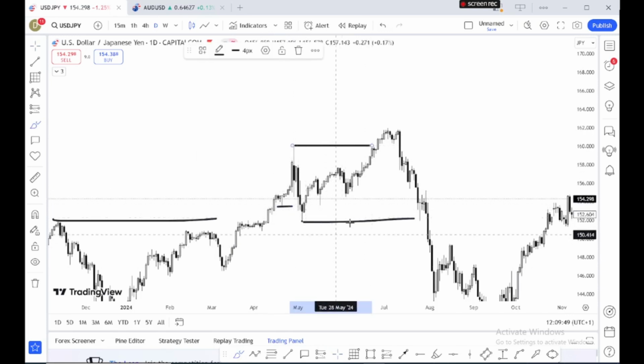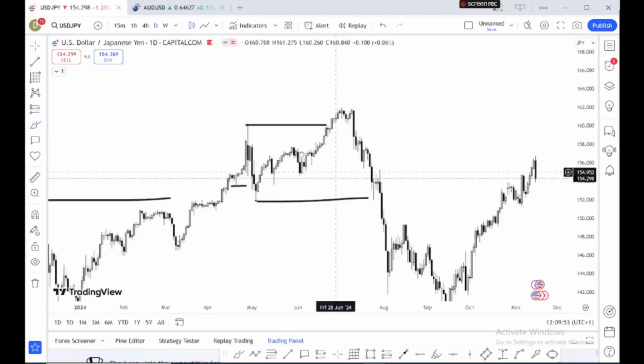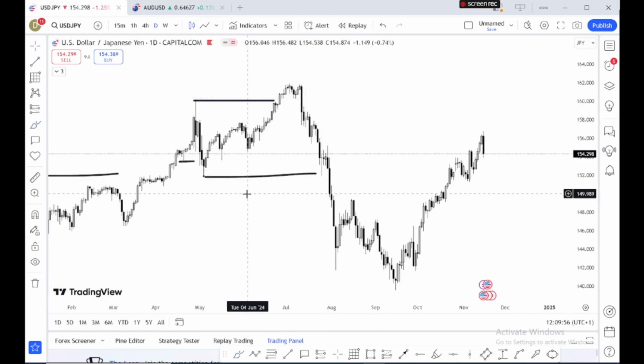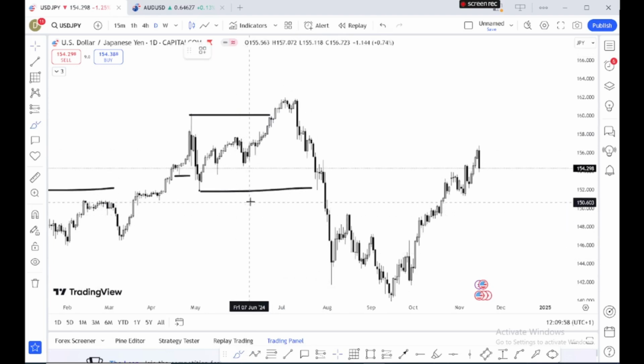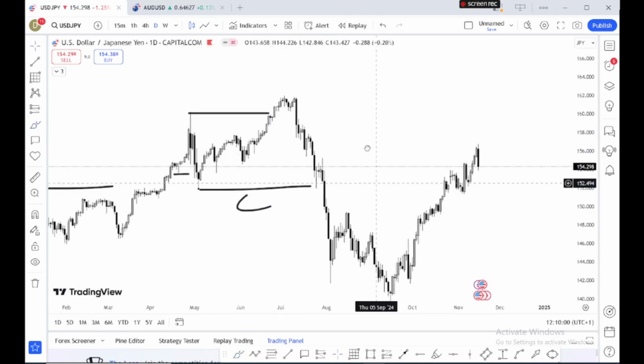So it means that we have break of structure here. This level must be protected. But what happened? Market gave us change of character like this. So we have change of character here.